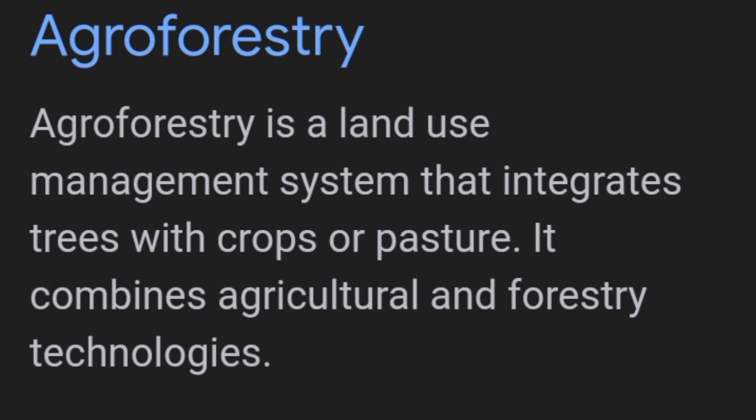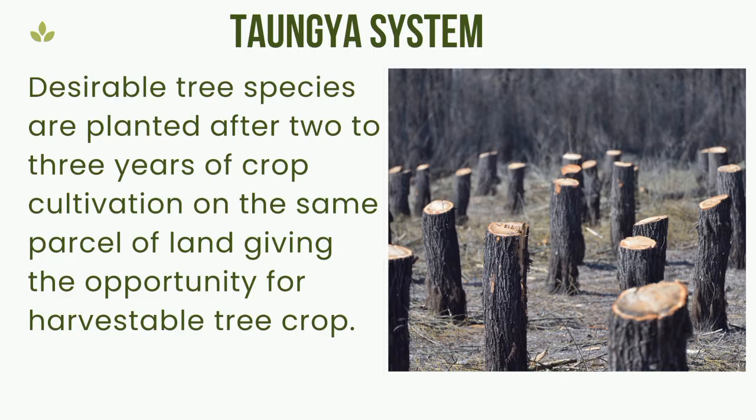Taungya system is an agroforestry management system in which forest tree species are introduced to the field where arable crops might be initially cultivated. These tree species are planted after 2 or 3 years of crop cultivation on the same parcel of land, giving opportunity for harvested farm produce. So in Taungya system, you are cultivating the forest trees and the arable crops together on a piece of land. Please do not forget, another name for Taungya system is agroforestry.